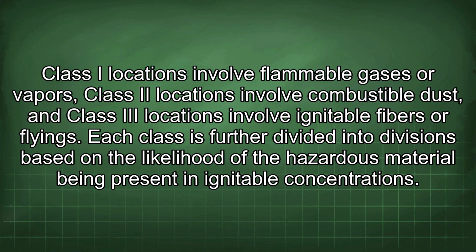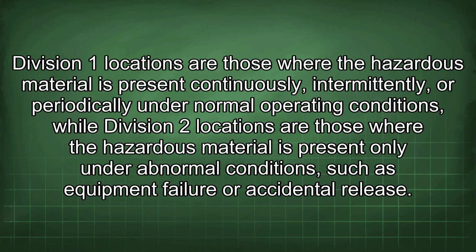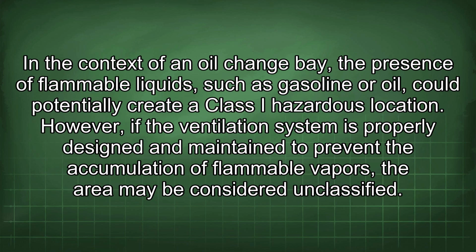Each class is further divided into divisions based on the likelihood of the hazardous material being present at ignitable concentrations. Division 1 locations are those where the hazardous material is present continuously, intermittently, or periodically under normal operating conditions, while Division 2 locations are those where the hazardous material is present only under abnormal conditions, such as equipment failure or accidental release. In the context of an oil change bay, the presence of flammable liquids such as gasoline or oil could potentially create a Class I hazardous location.